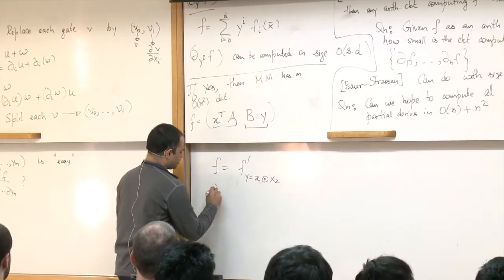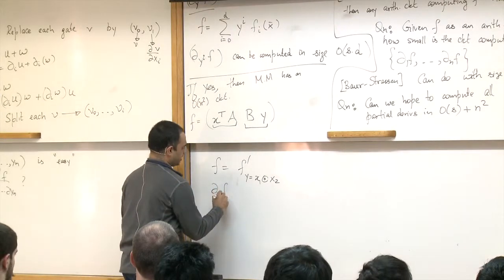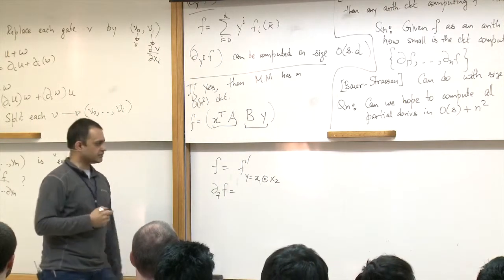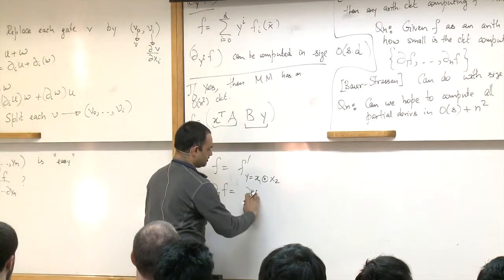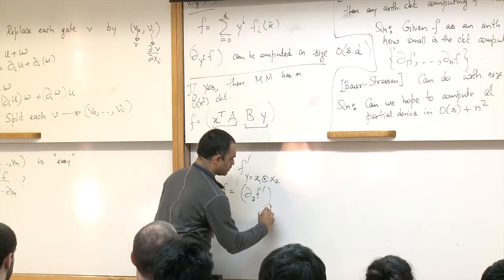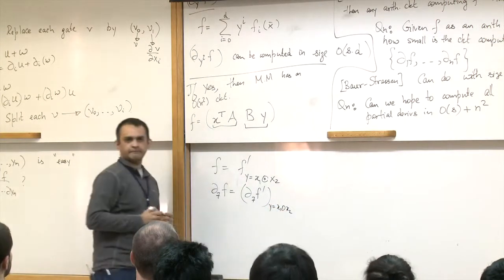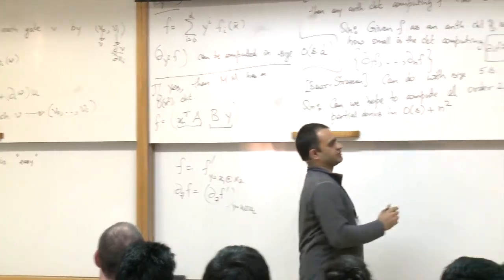So now suppose I want to compute the partial derivative with respect to variable x7 of f. How does that relate to the partial derivatives of f prime? Now this is nothing but the partial derivative of f prime with respect to x7, but then after that you have to set y equals x1 circle x2. Right? So this is what the picture is going to be.